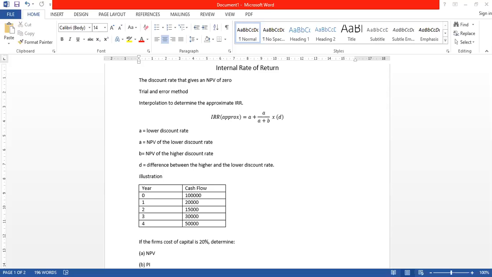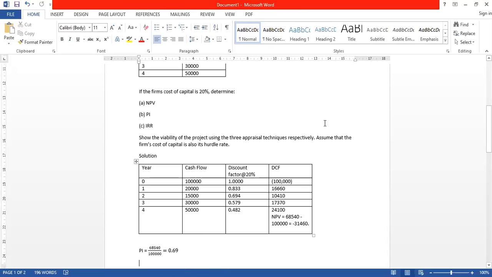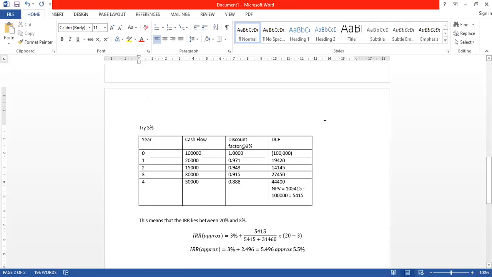What I discussed, I'm going to do a rundown of. Are you still seeing my screen? Now we are talking about internal rate of return. In fact, we have not finished answering the question. Let's finish answering the question first before we do a rundown.